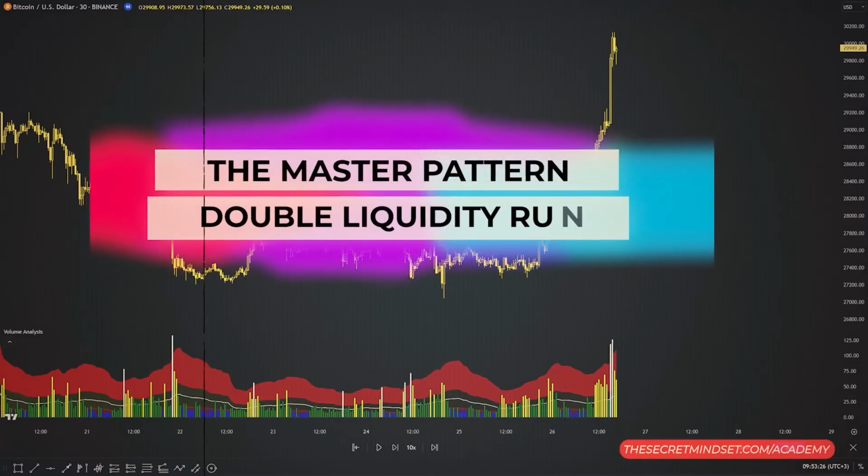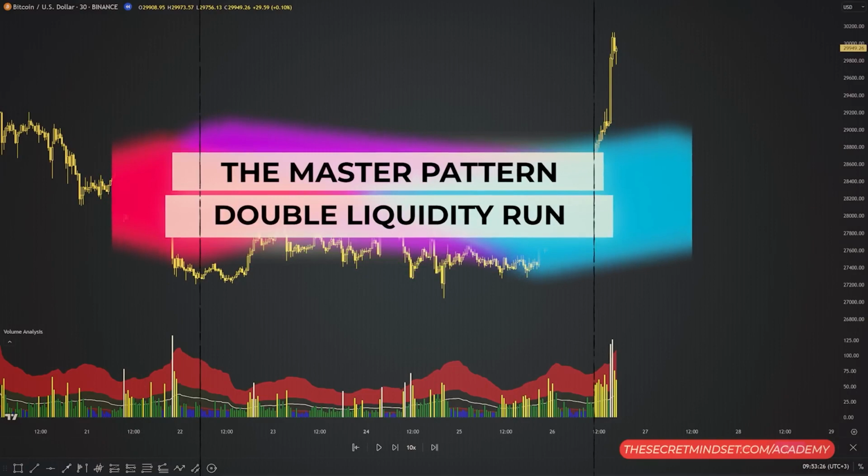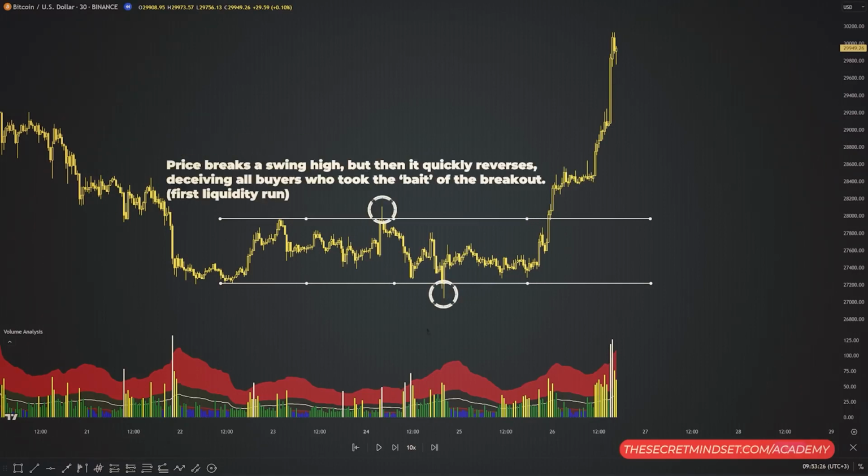The double liquidity run pattern, also known as the master pattern, is another common smart money formation. It's a trap to attract both buyers and sellers to take losing positions. First, price breaks a swing high, but then it quickly reverses, deceiving all buyers who took the bait of the breakout. Amateurs will enter what looks like an obvious breakout. Then the professionals will push the market back the other way. This is the first liquidity run.